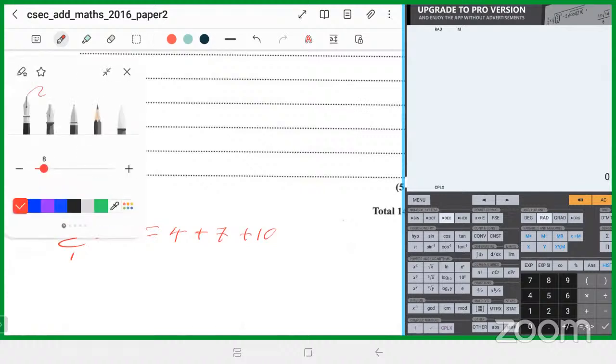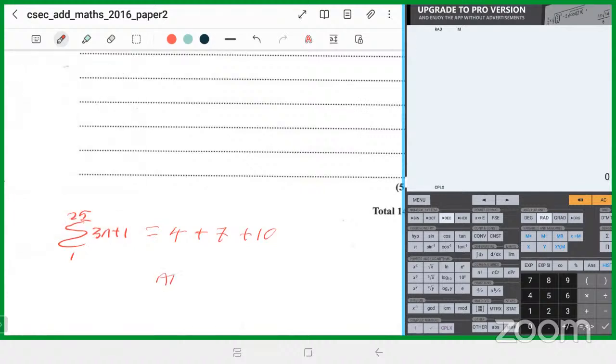So this becomes an AP now, and you're going all the way up to your last term, which is 3 times 25. That's 75 plus 1, which becomes 76. So a equals 4, d equals 3, n equals 25, and l equals 76. The last term is 76.